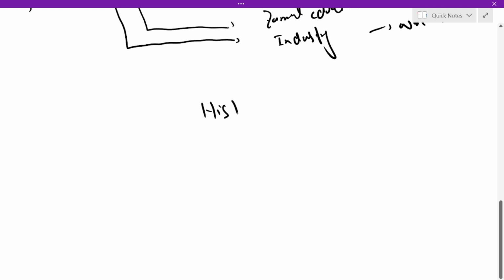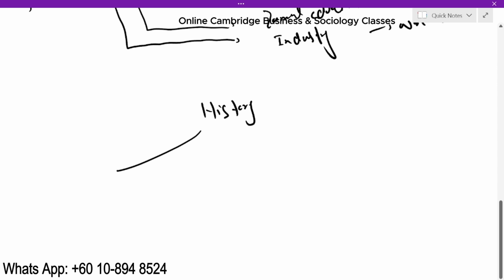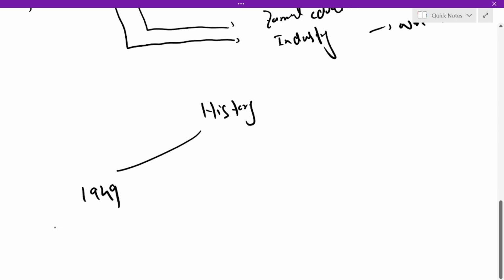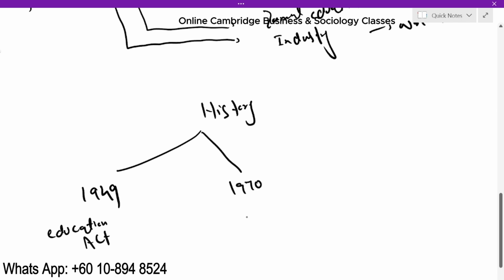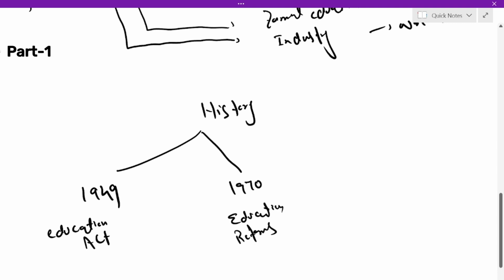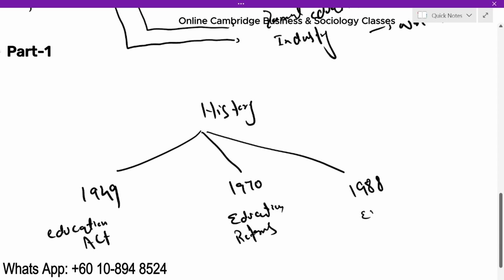So, history. Initially we divide the history of education in Britain into three parts. Number one, 1949, that was the Education Act system. We call it Education Acts. Then we move towards 1970, and these are education reforms. And the third one is 1988, again education reforms.